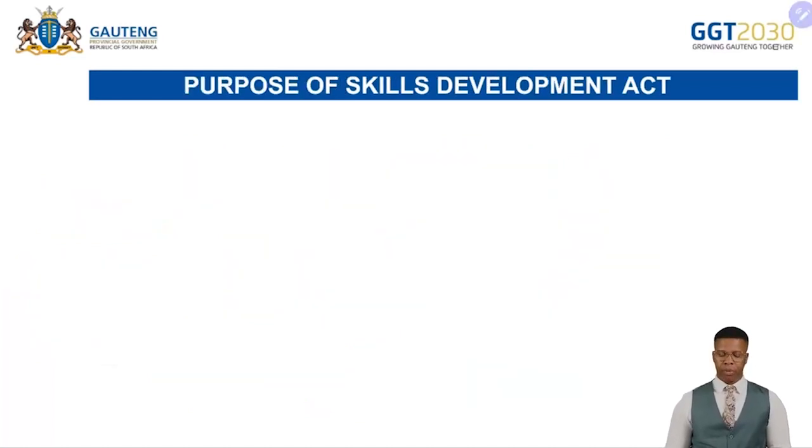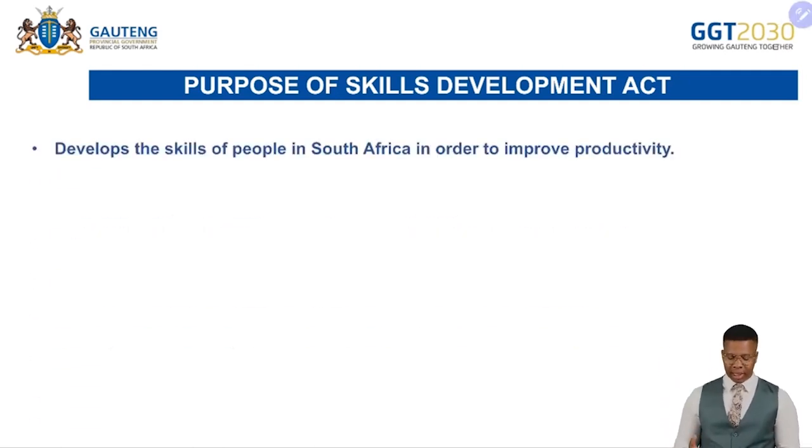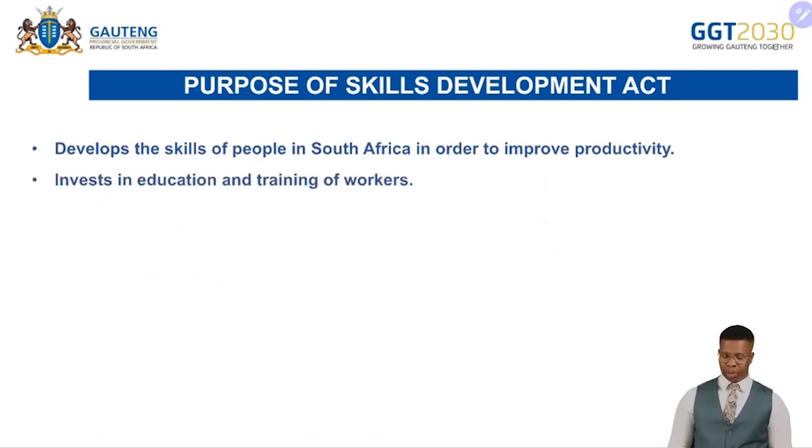Now, when we're talking about the purpose, we're saying, why was it developed? Why did the government want to implement the Skills Development Act? Why was it necessary? Why did they have to come up with this policy or this act? The reason behind it was that the government wanted businesses to develop the skills of people in South Africa in order to improve productivity.